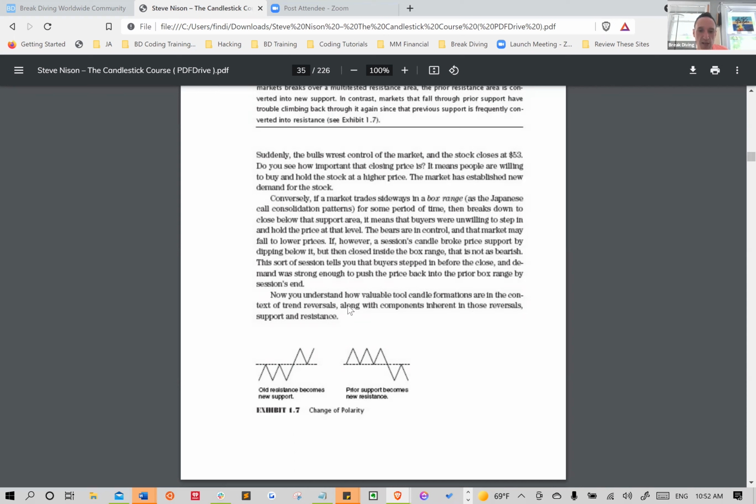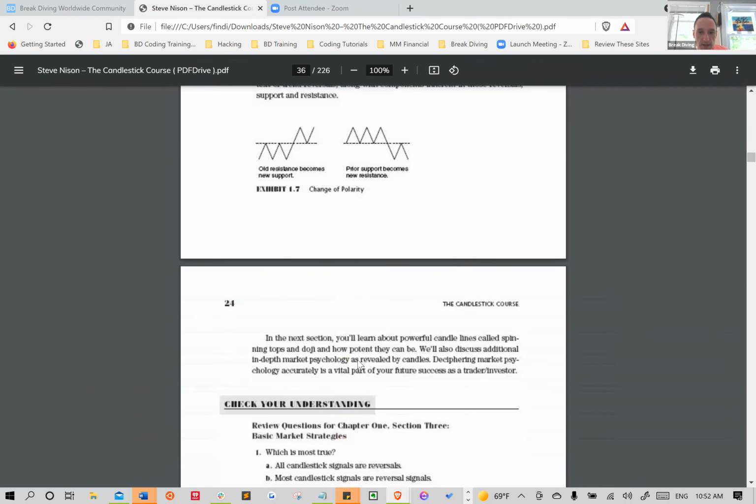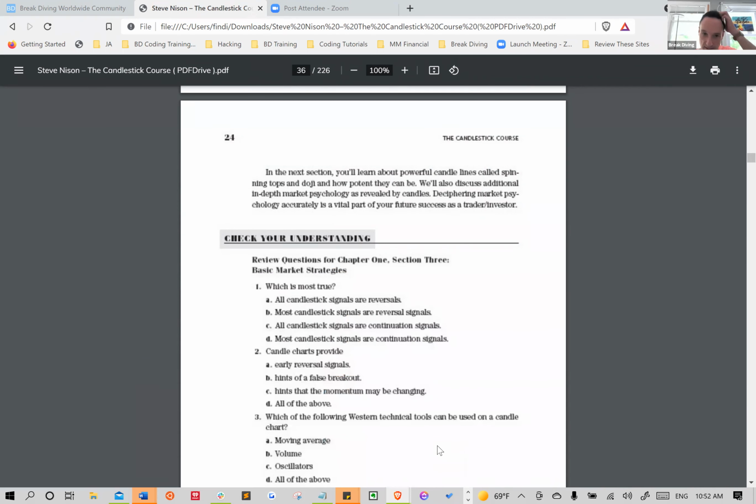Now you understand how valuable a tool candle formation is in the context of trend reversals, along with components inherent in those reversals, support and resistance. In the next section, you'll learn about spinning tops and doji. We'll also discuss additional market psychology. All right, let's do a study.